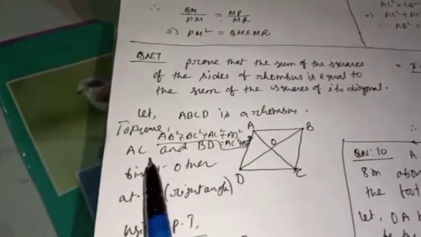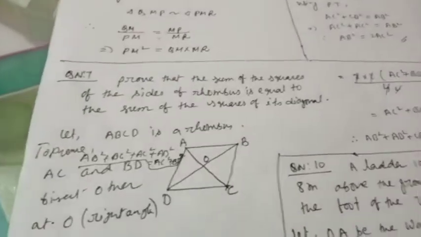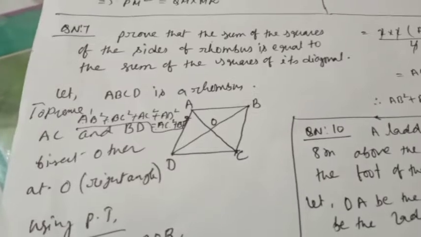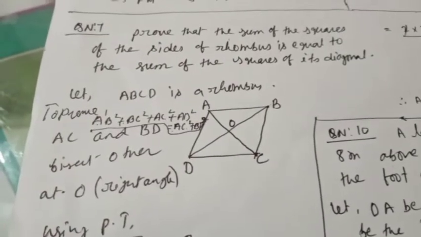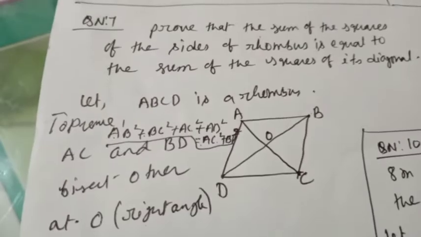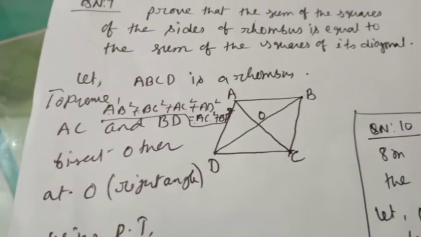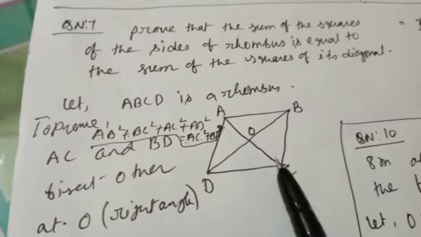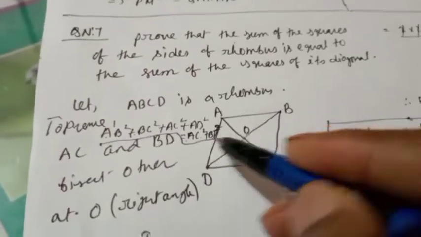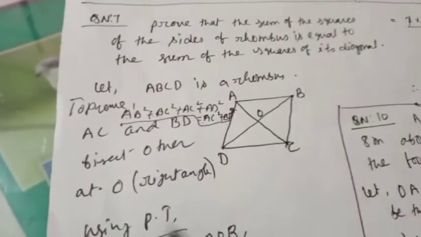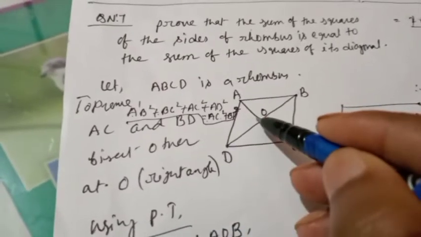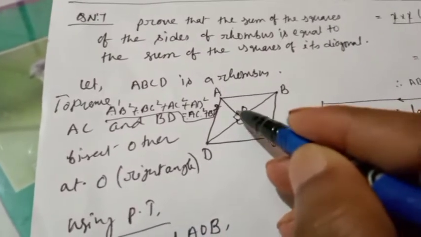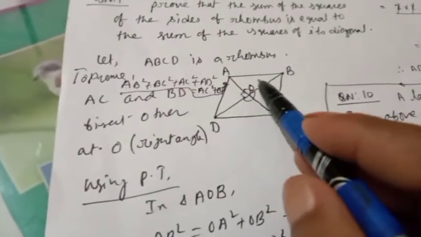So we know that if you join AC and BD, these are the diagonals. AC and BD bisect each other at right angle, because we know that in a rhombus the diagonals bisect each other at right angle. So bisect means OA is equal to OC and OB is equal to OD, and the right angle, that is why I have written it under bracket, 90 degrees. So you can use Pythagoras theorem. There are 4 triangles, yes or no?